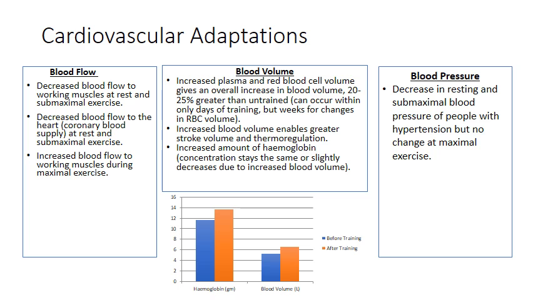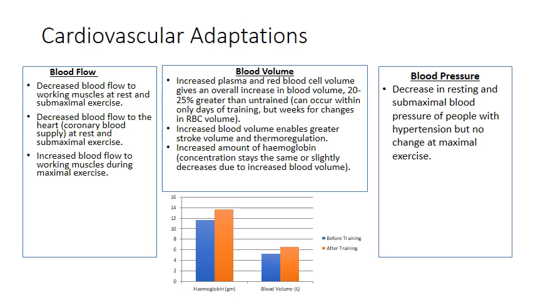So we're saying 20 to 25% increase in blood volume as a result of training. And most of that change comes as a result of increased plasma. It's actually going to take many weeks for you to develop the adaptation of having more red blood cells. As I said before, increased blood volume enables greater stroke volume and also assists in more efficient thermoregulation.